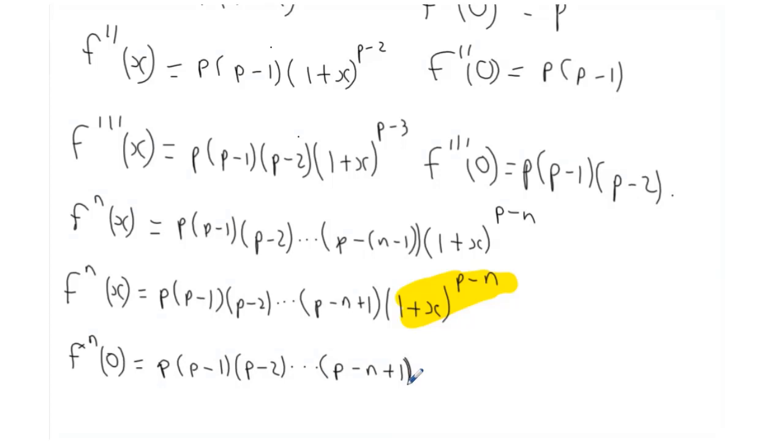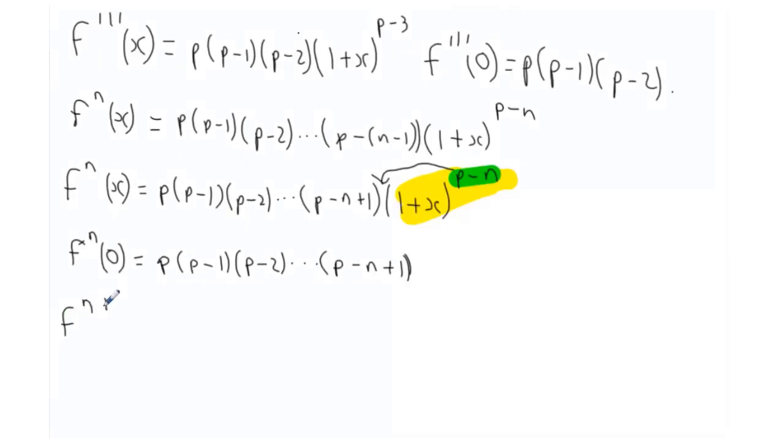Now we're going to need the n plus 1th derivative, so one more. If you just think about differentiating this, this p minus n is going to come into here, and the power is going to drop by 1. So the power is going to be p minus n minus 1, and not much else is going to change. So the n plus 1th derivative of x is going to be p minus 1, p minus 2, dot, dot, dot. We'll include the p minus n plus 1.